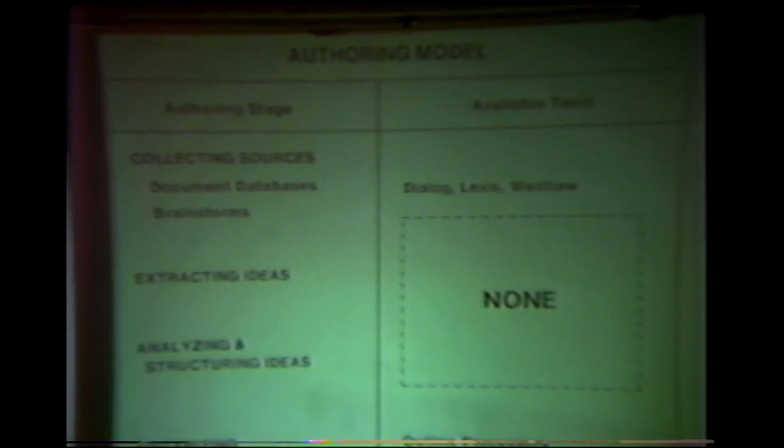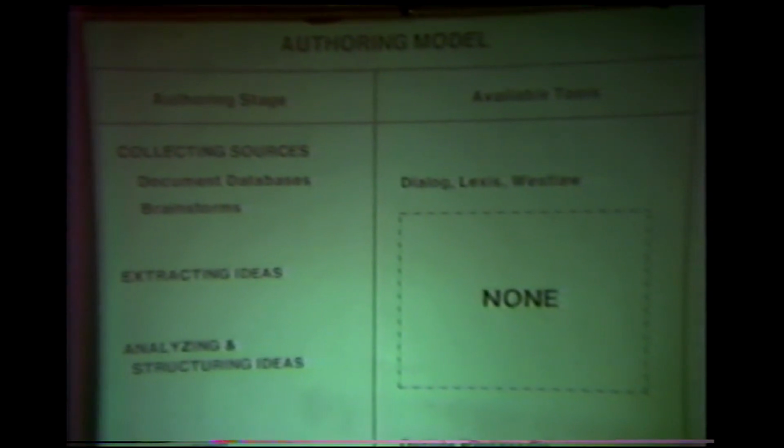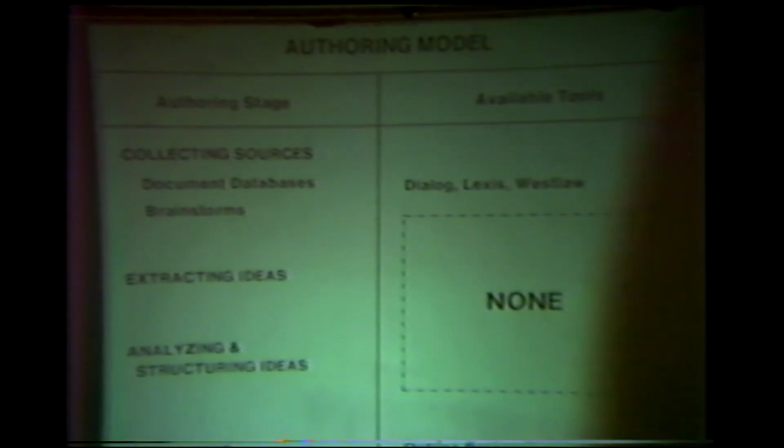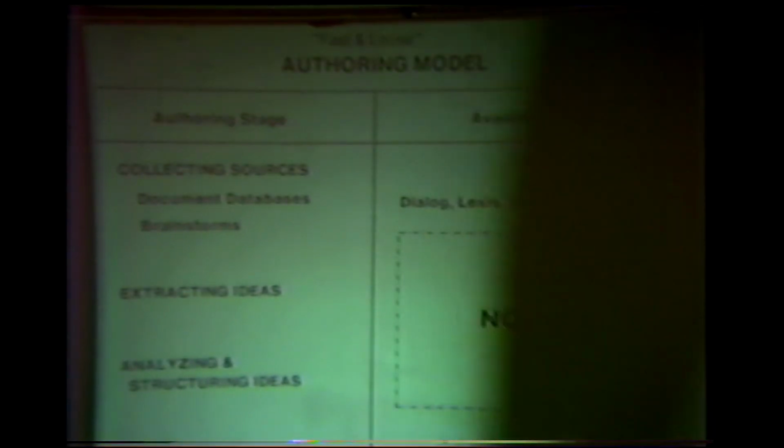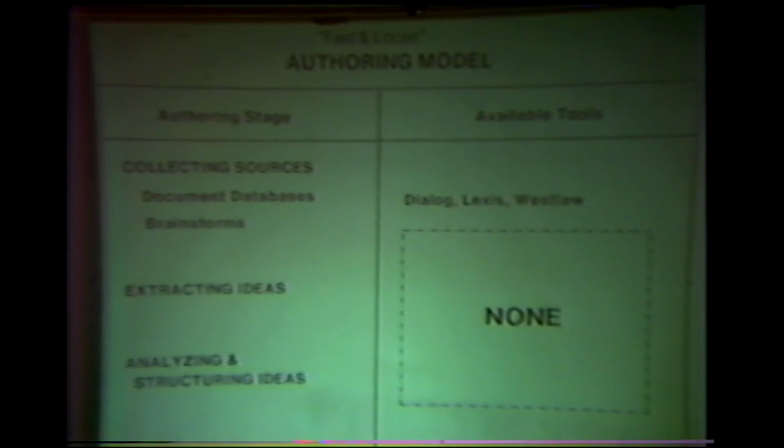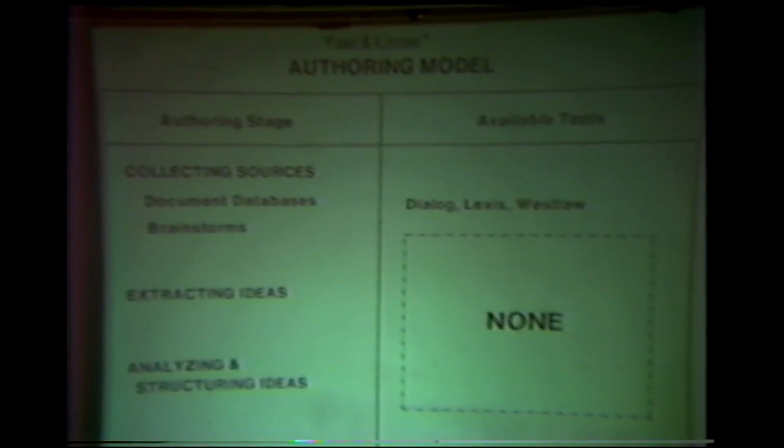Being psychologists, the first thing we did was sit down and think about the task a little bit. And we worked up, we used to call this the authoring model, but it was so vague and had so little empirical backing, we now call it the fast and loose authoring model to indicate that it has no empirical backing other than our sitting down and thinking about the task. We wanted to look at this task of authoring, which is kind of a general word we use for this notion of collecting ideas and writing reports.